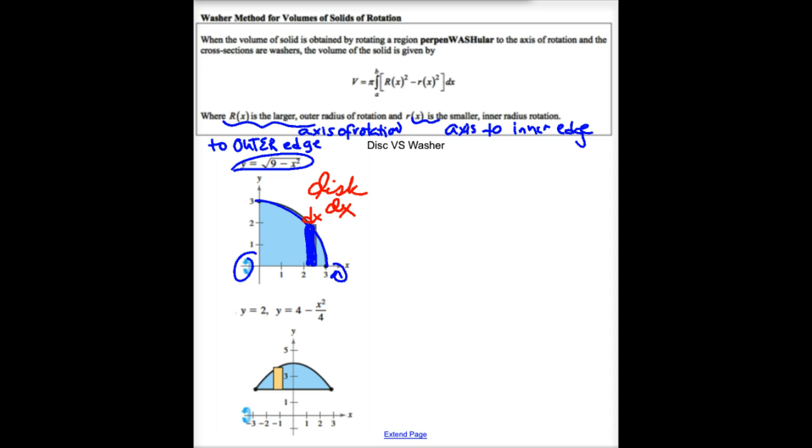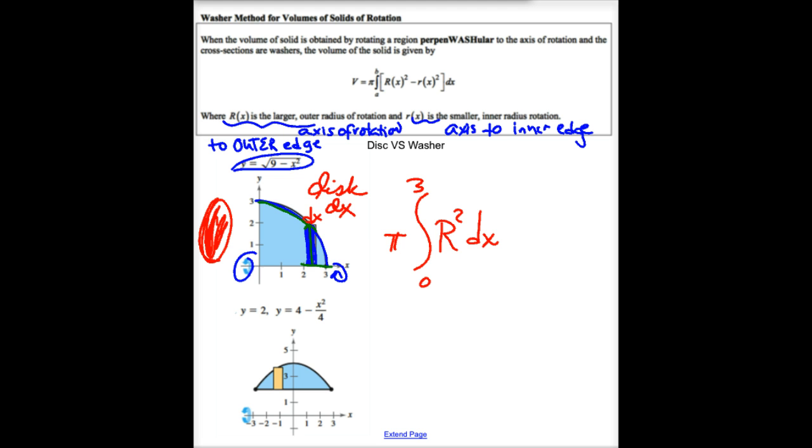So when I set it up, what I'm going to do is add up all of those disks that would be created, all these solid disks that get created when I whip this around. They look like pennies. We're going to add them all up from 0 to 3. Each one of them is a cylinder. Cylinders are pi r squared h. Well, what is my radius? It's from the axis of rotation to the outer edge of the curve.